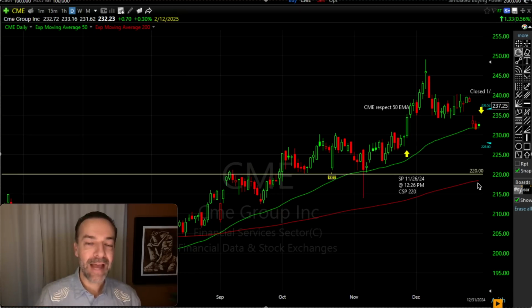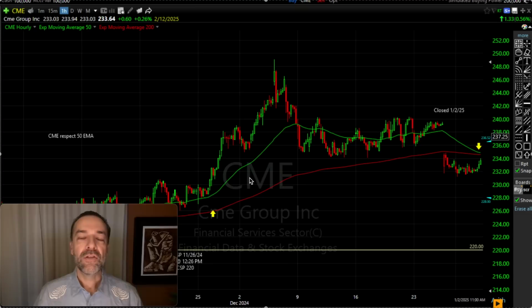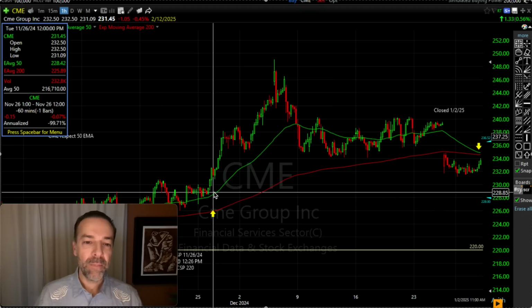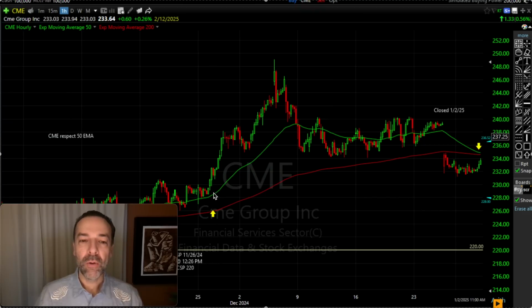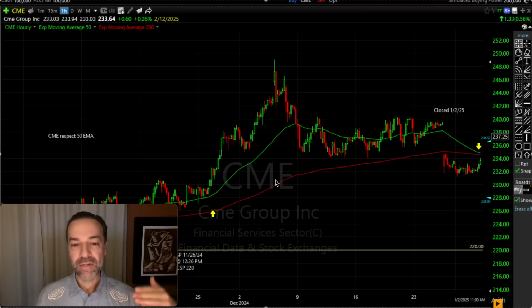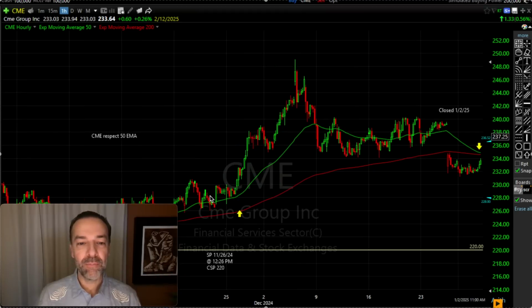I then look at the hourly. What's going on in the hourly? So now I've switched this chart to the hourly chart of CME. Remember this yellow up arrow? It's when I entered this trade. What was CME doing on this hourly chart? Was it in an uptrend or a downtrend? Well, as you can see, it was trading above both the green 50 and the red 200 moving average. So again, CME looked bullish. It looked like it was going to head up in the near future.